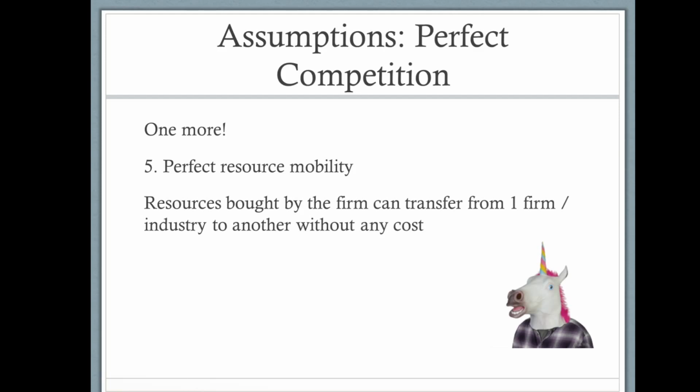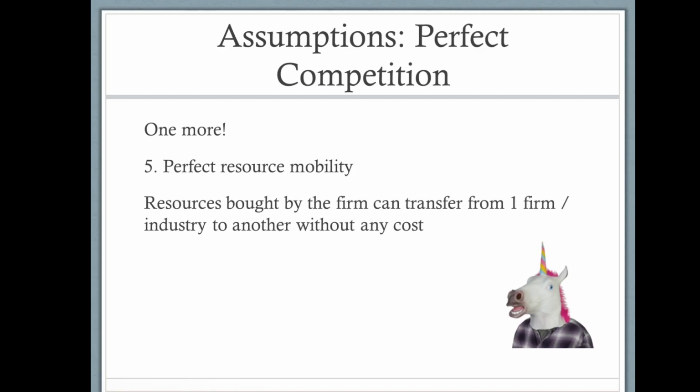So basically, perfect competition doesn't exist in the real world. It's like a unicorn. You cannot find it. But still, we are going to use it to study the behavior of the firms. It helps us to predict the behavior of some firms. So we have 5 assumptions for perfect competition.